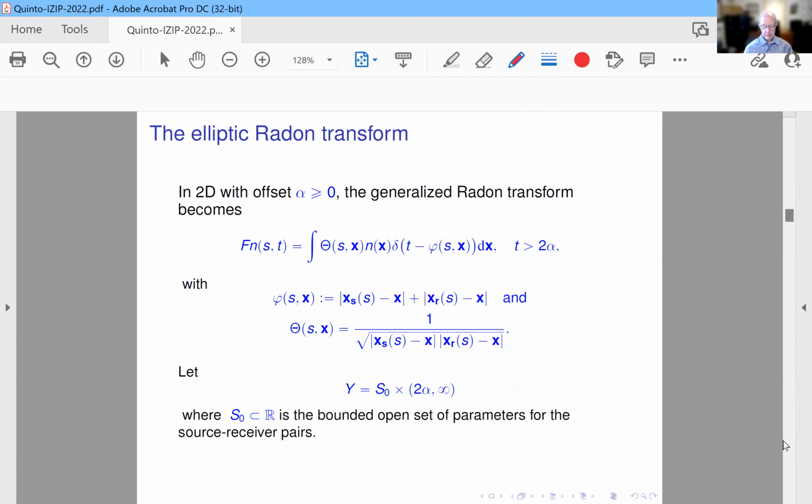Good. Okay. So we're going to let the data that we use be some S0, or later we'll use S prime in R. There's going to be a bounded open set of parameters for the source and receiver pairs. So our sources and receivers, the common offset, don't go all over everywhere. They go in a compact set, which we can only measure that way.